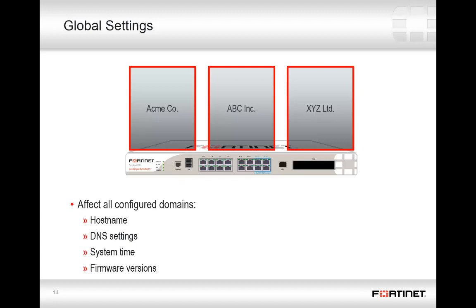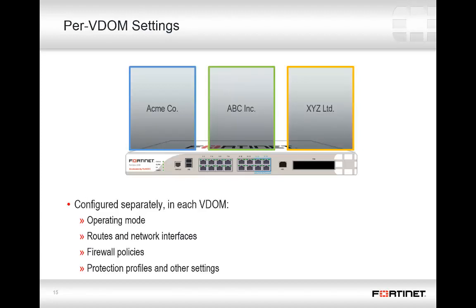Global resource limits are an example of global settings. The firmware on your FortiGate and some settings, such as system time, apply to the entire appliance. They are not specific to each VDOM. Most settings, however, can be configured to be different for each VDOM.